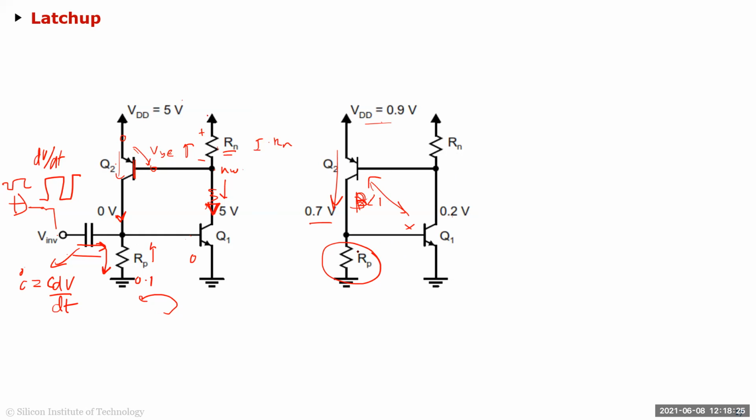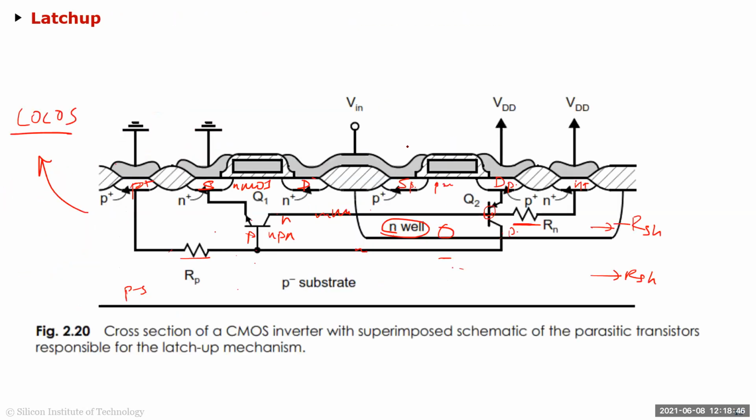But the other thing you can do is you can reduce this resistance, right? Let's assume that this resistance was 0, then you don't have any problem, right? If this resistance was 0, then this VB is always equal to 0, then you don't have any problems, right? So if I go back to the layout here, what are those two resistances, right?